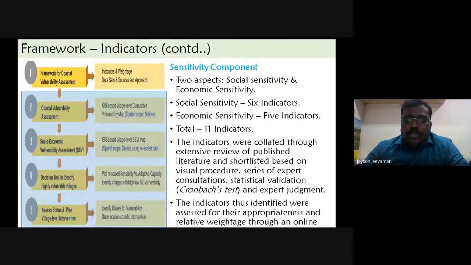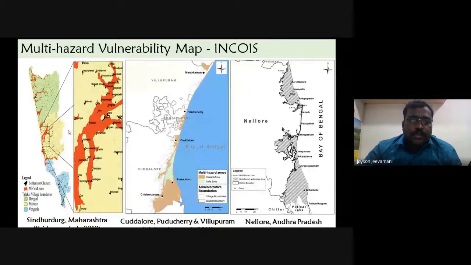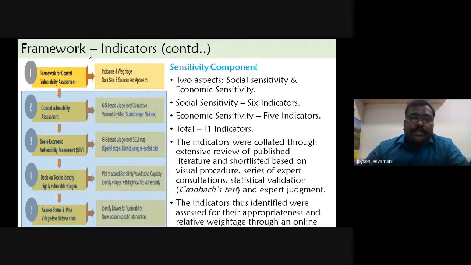So we use this exposure. We estimated the exposure index for our Sindhudurg area. So we get this map, and then we did the analysis. How we did that analysis, I will tell later. Then the second part, indicators, exposure is finished.